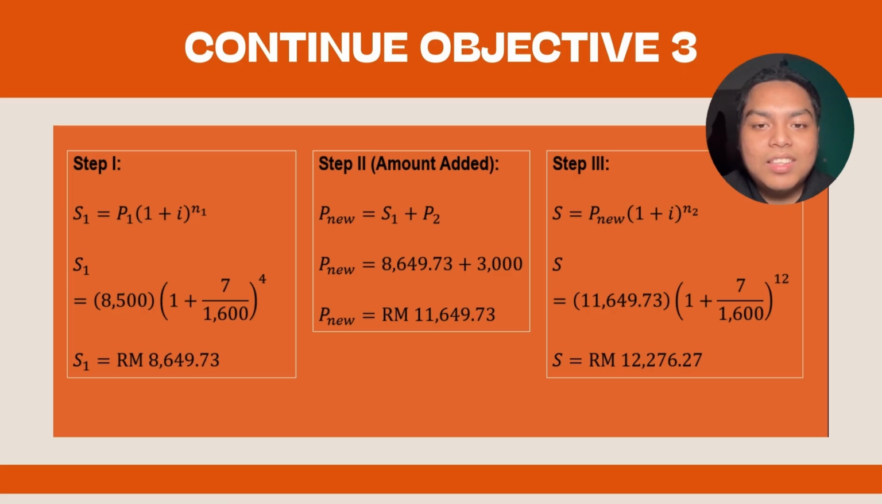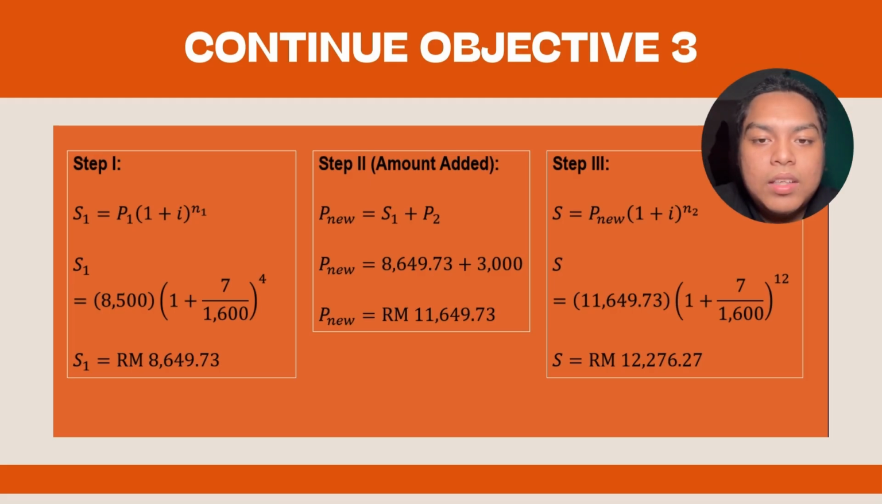After that, this amount is added to the second deposit by taking 8,649 ringgit and 73 cents and adding 3,000, which gives a new principal of 11,649 ringgit and 73 cents. Then, the number of compounding periods for the next 3 years is obtained by multiplying 4 by 3, which gives 12. Finally, the new principal of 11,649 ringgit and 73 cents is multiplied by 1 plus 7 over 1,600 raised to the power of 12, which produces the final amount of 12,276 ringgit and 27 cents.